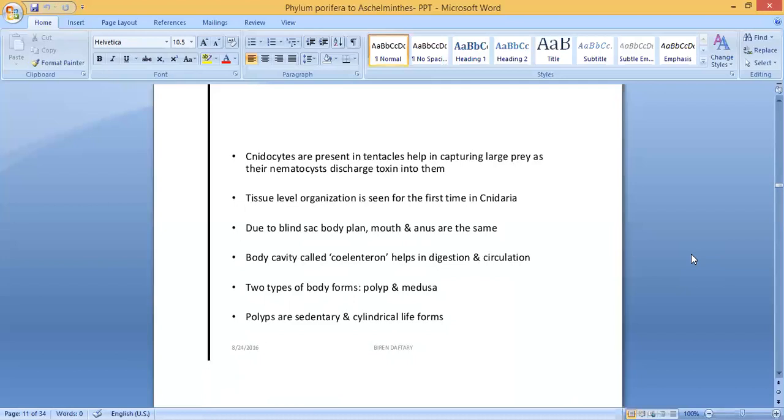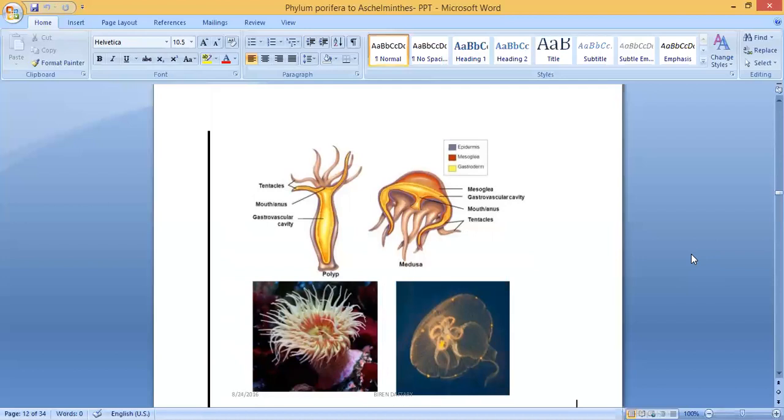Two types of body forms: one is called polyp, the second one is called medusa. What's the difference between polyp and medusa? Polyps are sedentary. Sedentary means attached to the substratum, with a cylindrical form. Look here, these are polyps, cylindrical in shape and attached to the substratum, a sedentary form. I told you these are the tentacles. Here there is only one opening, acting as mouth and anus, and this is the gastrovascular cavity.